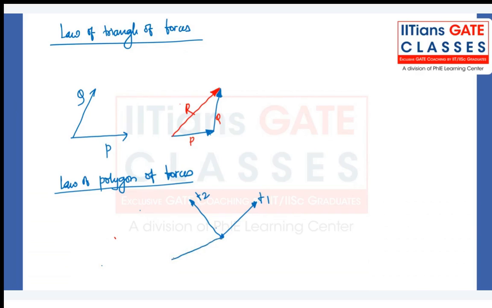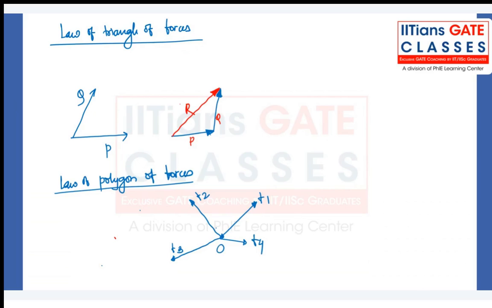F3 and F4. Okay. So F1, F2, F3, F4 are the forces. And how this statement will look is: if the number of forces acting on a body at a point, let's say point 2, are represented in magnitude and direction by the sides of a polygon taken in order. So let me just draw the figure again.